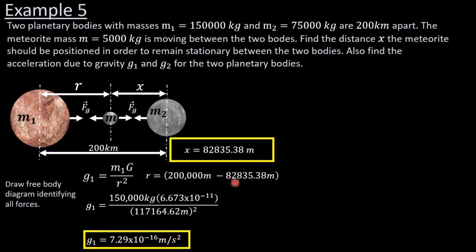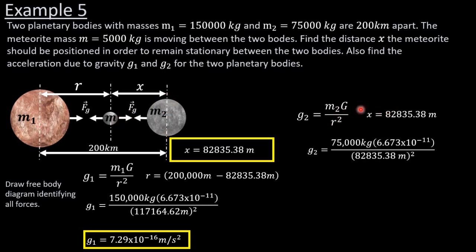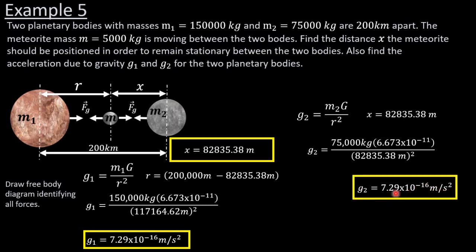And now I want to find the same thing for mass 2. So the acceleration due to gravity for mass 2 is going to be m2 times g over r squared. And I'm going to replace r there with x, because that is the distance between m2 and m. So again, substitute those numbers in. So I substituted x into r, substituted m2, substituted g, which was our universal gravitational constant. Simplify that down to get g2 equals 7.29 times 10 to the minus 16 meters per second squared. So notice that g2 and g1 are the same.